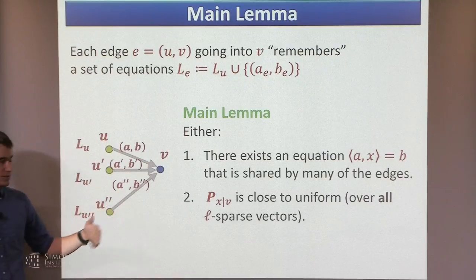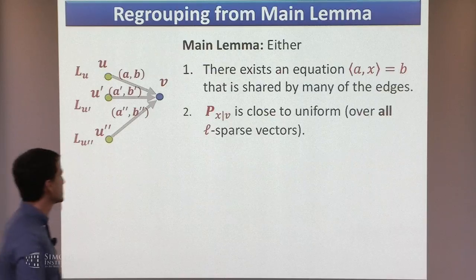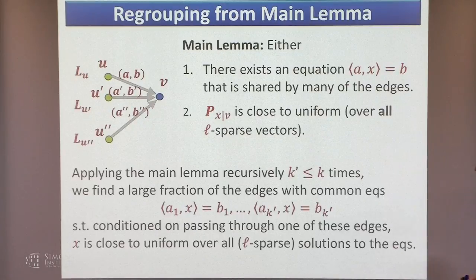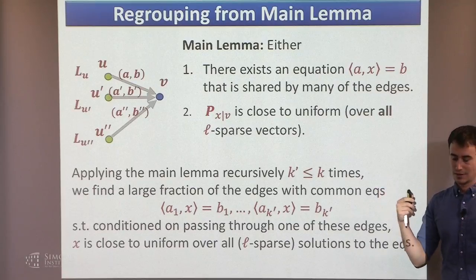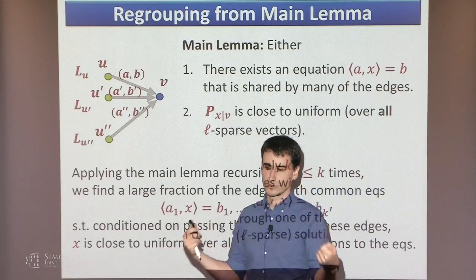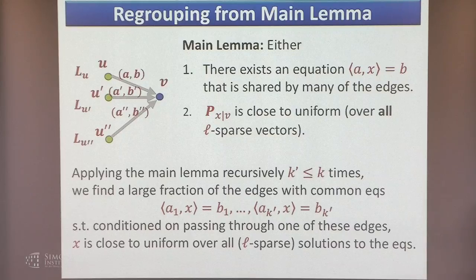So if we have this dichotomy, we sort of understand what we are going to do. Okay, so I want to try to prove this. But before that, let's see how this implies the regrouping. Once you have this, you look at this dichotomy. If you're in case one, you find an equation, and you focus on these edges, and you repeat only on this set of edges. Then you maybe find another equation, until at some point you don't find any equation. At this point, you are close to being uniform over all possible solutions to the equations that you stored so far. And then you can associate with it a vertex and this system of equations.